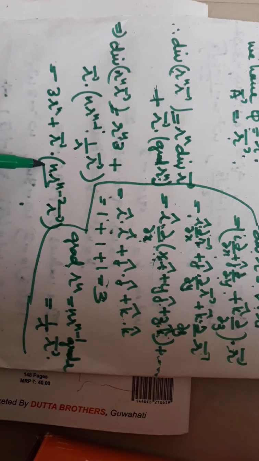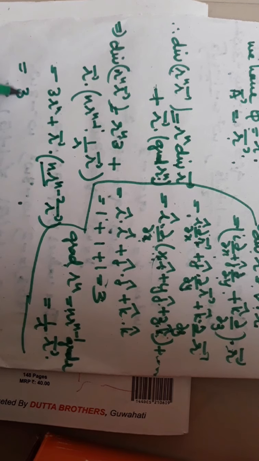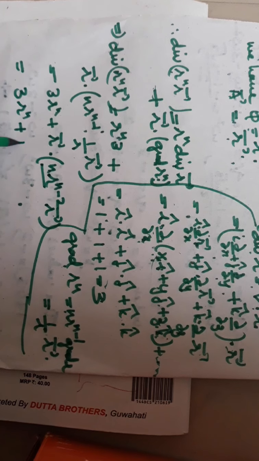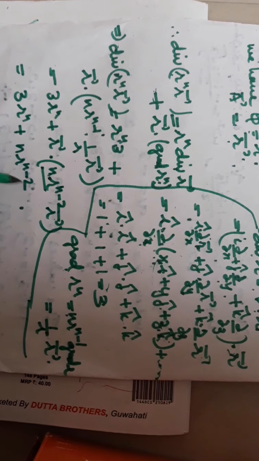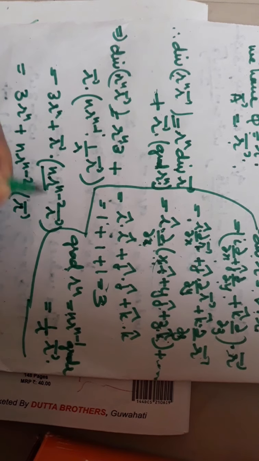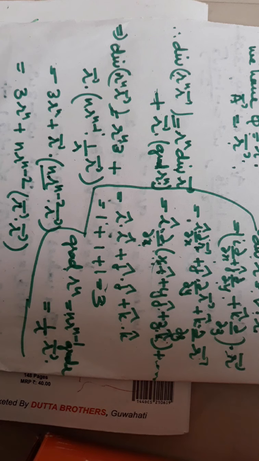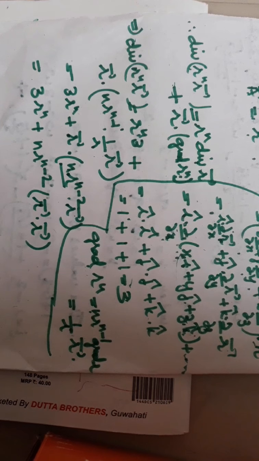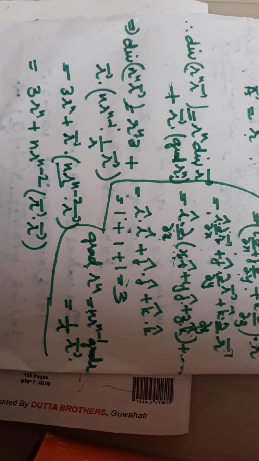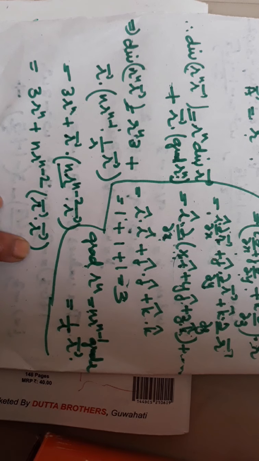This is a scalar quantity, so you can take it outside: 3 into r to the power n plus n r to the power n minus 2 into r bar dot r bar. But we know that the scalar product of the same vectors, r bar dot r bar, will give you r square only.